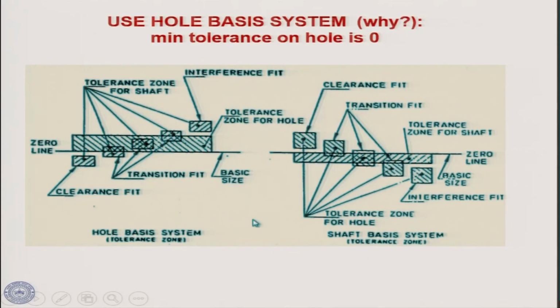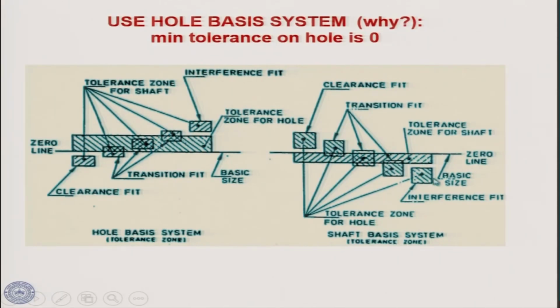All right. Now, similarly, if it is a shaft based system, then we will have the minimum tolerance zone of the hole here, and the tolerance zone for the shaft will be here with the 0 line. Since for the hole base the 0 line is coinciding here, for the shaft base the 0 line will be coinciding with the shaft. This is the tolerance level.